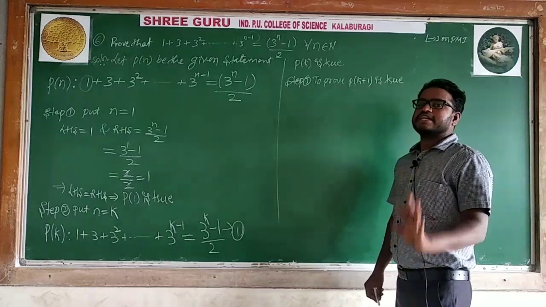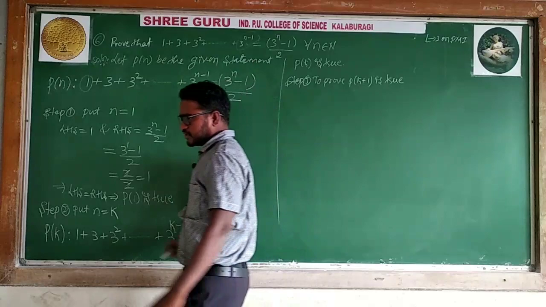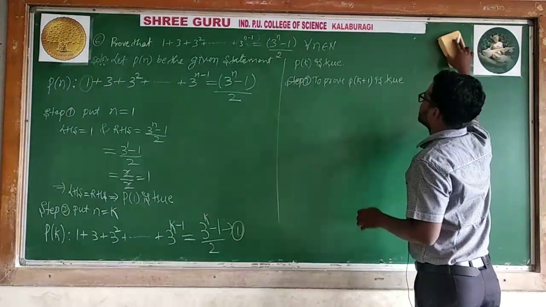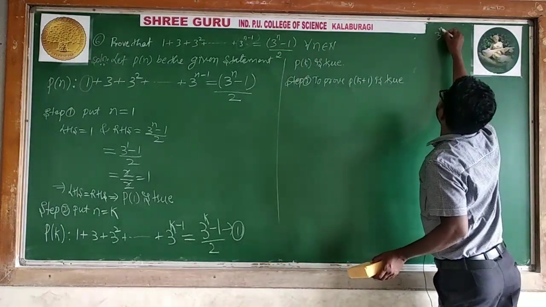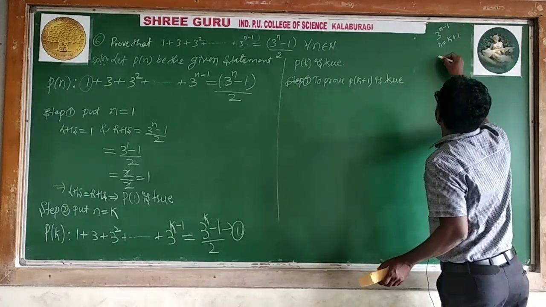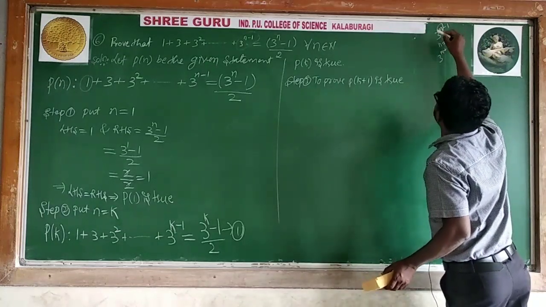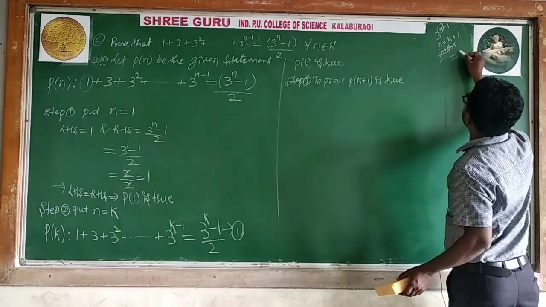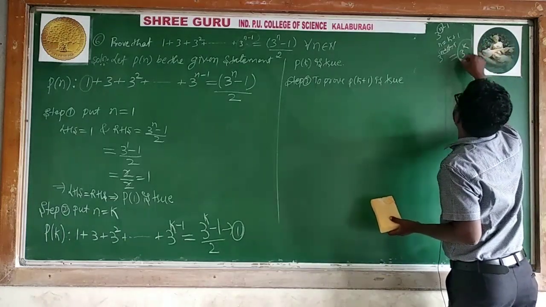For this we will take one addition term, which depends upon the last term. What is the last term here? It is 3 to the power n minus 1. Now n is equal to k plus 1, so substitute: 3 to the power k plus 1 minus 1. Minus 1 and plus 1 cancel, so what remains is 3 to the power k. So the addition term is 3 to the power k.